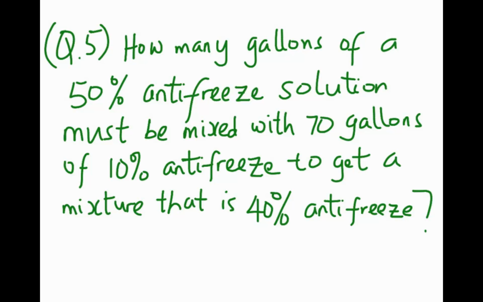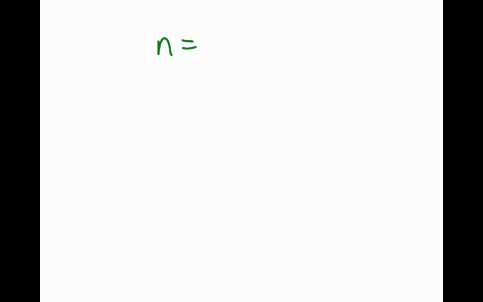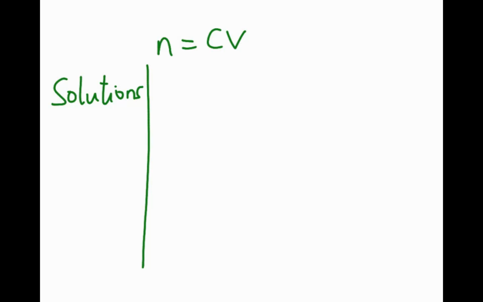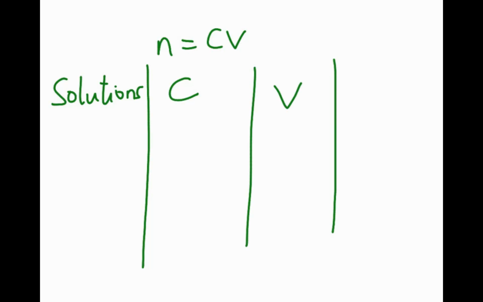Now, practically it will be easy to show you how these things work, but since this is a video, I will explain as much as I can. We are going to draw a table, and I'm going to tell you the easiest way to go about understanding it. So we have that N is equal to CV. The first column, we shall write solutions. Then, since N is equal to CV, I want N to come at the end, so I write C, V, then N.